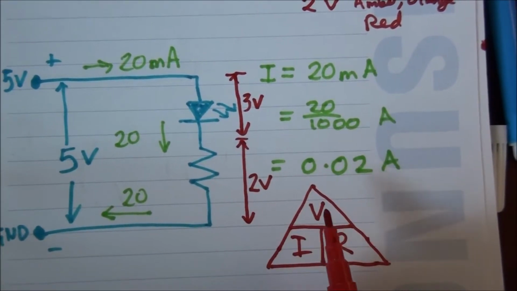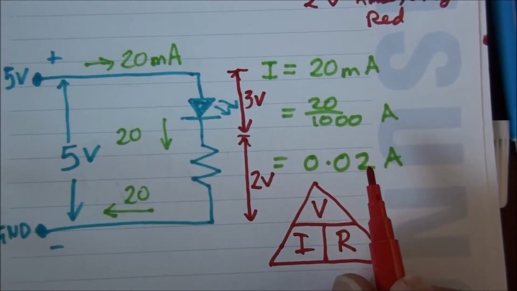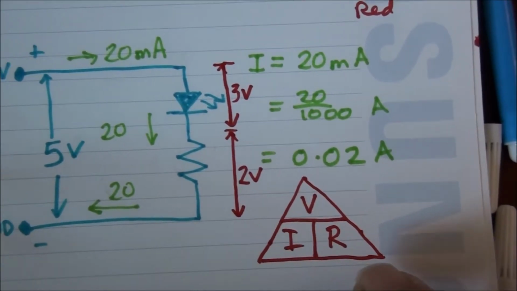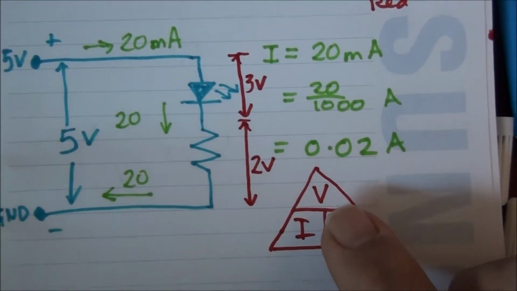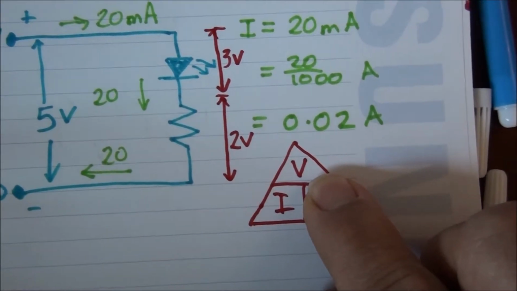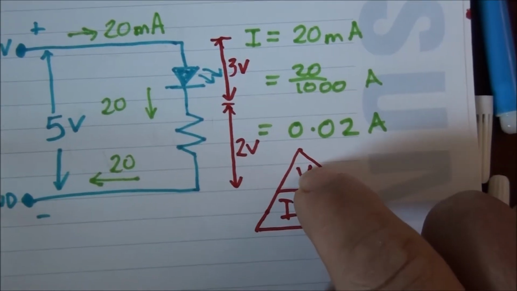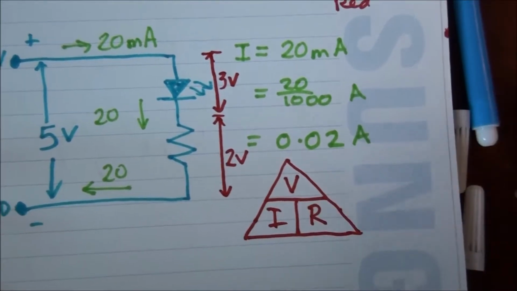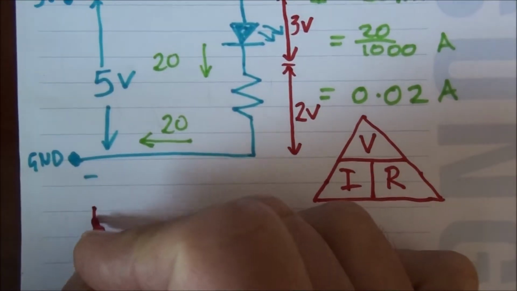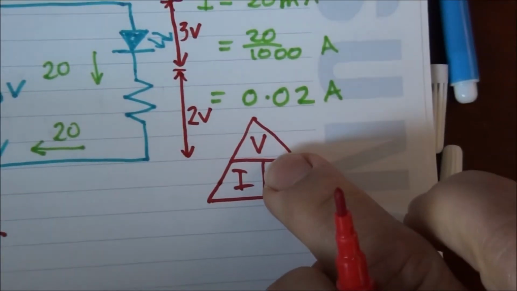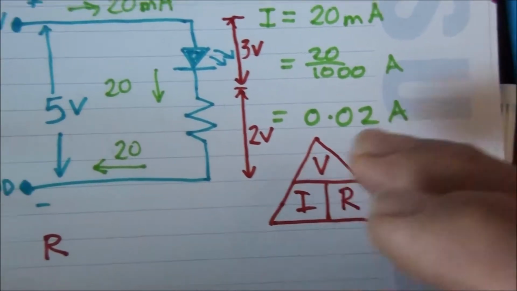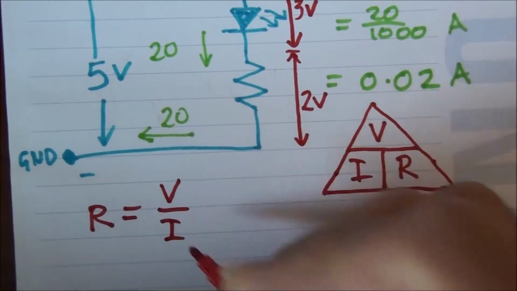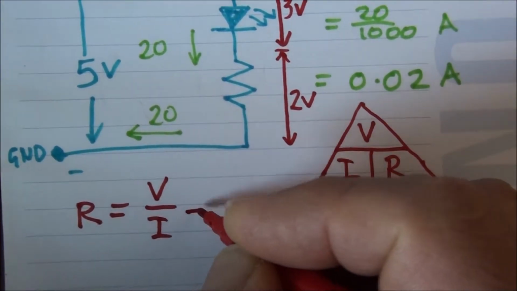Now that 2 volts goes in here, and that current goes in here, to work out the resistance. So let's work out the formula for resistance. I put my finger over the R for resistance. Therefore, resistance equals voltage over current, or voltage divided by current. So here's the formula: R equals V over I.